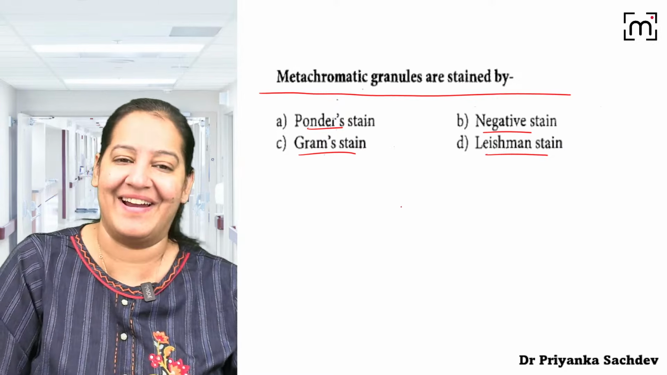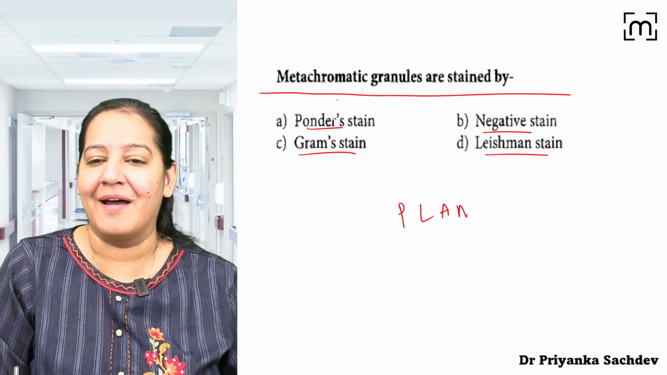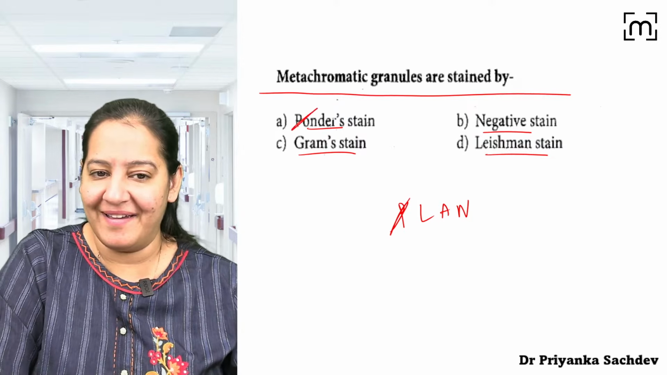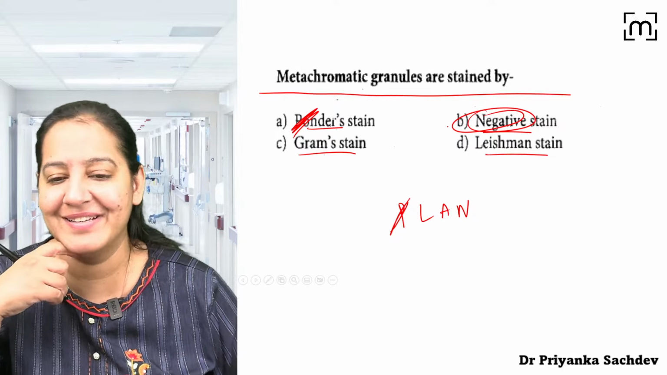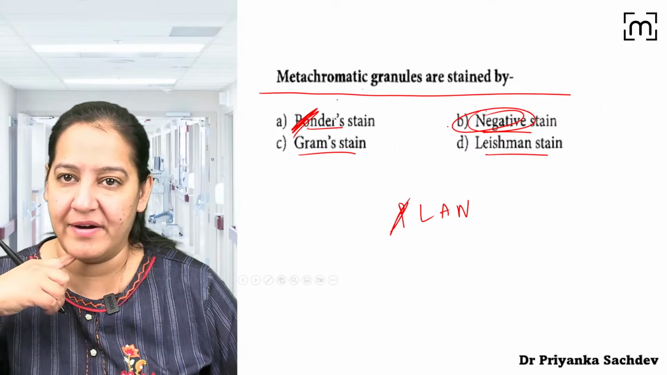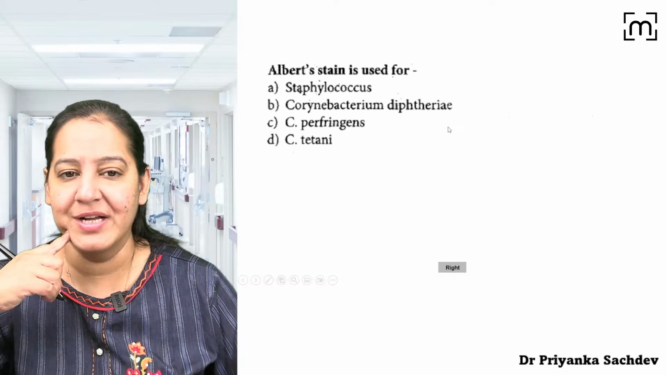Yes, you all are right. Apply the mnemonic, na? It's PLAN, right? So P of Plan comes here. The answer is N, it is not negative. N is Neisser, right? Neisser. So the correct answer is A, and you all are right. This is one of your PYQs, right?